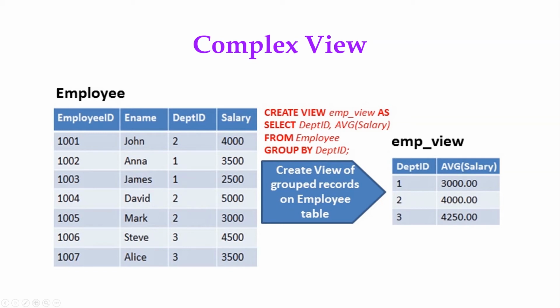Similarly, for department ID 3, there are 2 entries. The salary is 4500 and 3500. So when I apply the average function, I am getting it as 4250. So here I have displayed the average of the salary as well, and also I have grouped the details with respect to department ID. So this is my complex view.